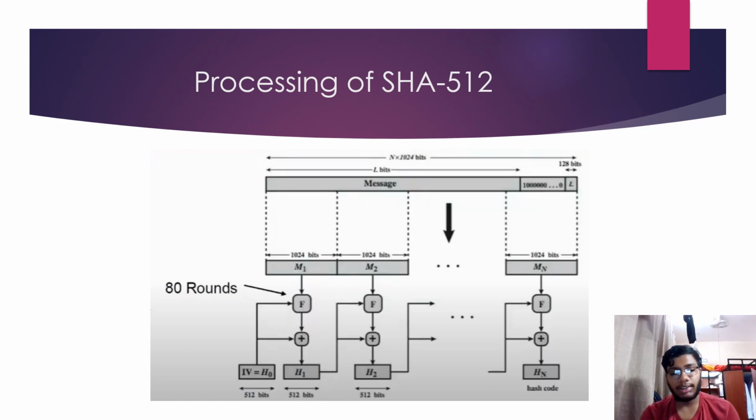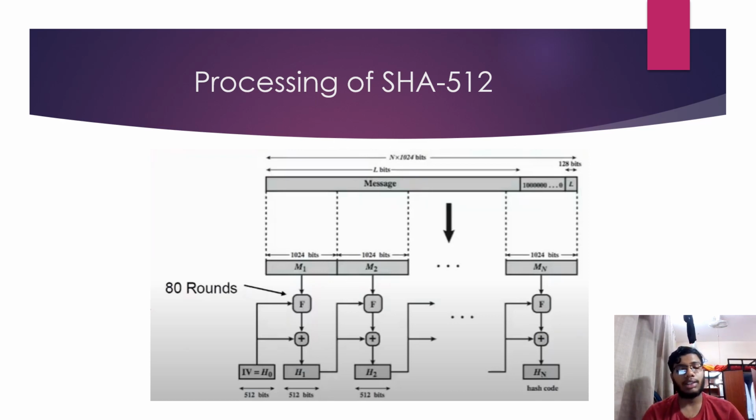which we are going to call H0. This H0 and the first block M1 will be given as input to the F function. Totally the function will have 80 rounds. Okay, so we will have 80 rounds, and after processing, the current input is then processed along with it to produce the next round output, and this step keeps on continuing until we generate the final hash code.